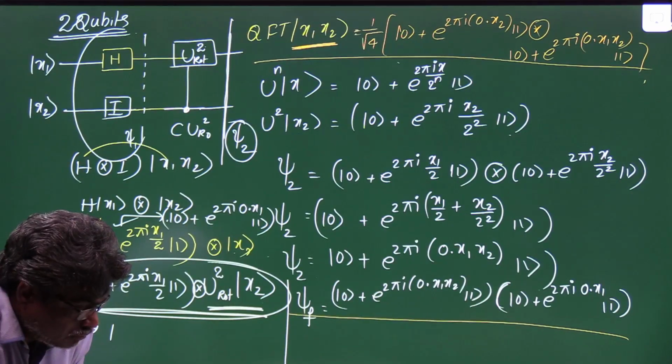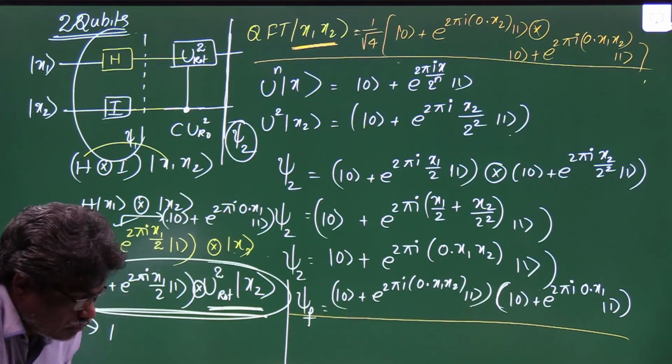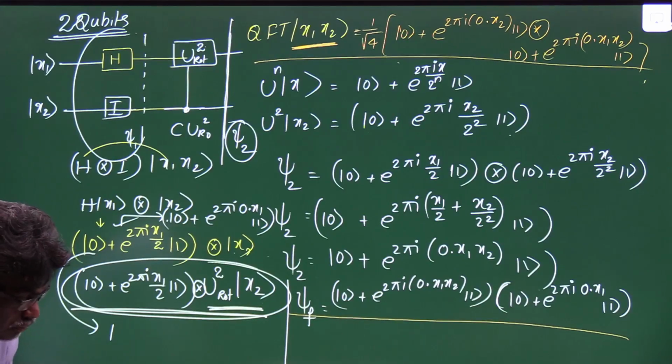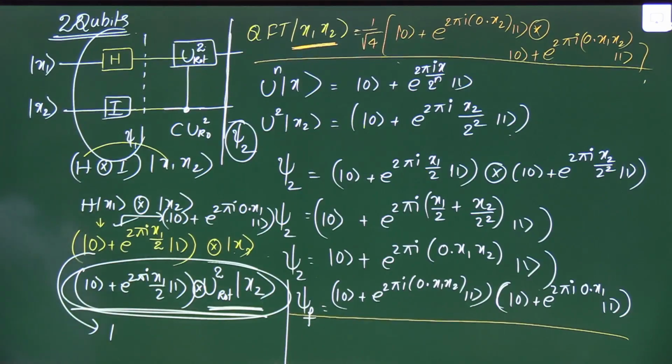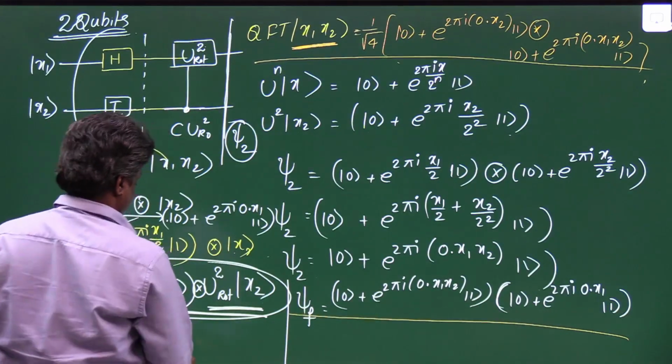x2 is the last 2 to the power of 0 term. So we took x2, point x2, correct? No, sir. Oh, you have made a small mistake. I'm sorry. No, not a big mistake. Okay, one minute, I want to correct it. Wait a second.